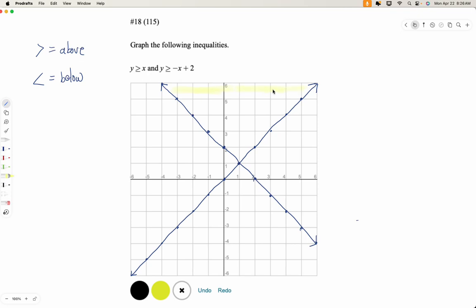So we would take our other marker color, our yellow. You could use a black also, it doesn't matter. And just give me some squiggles in here to show me that you know this is the area that is true for both of these inequalities. And that's how you would do one of those. All right, let's see which one is next.